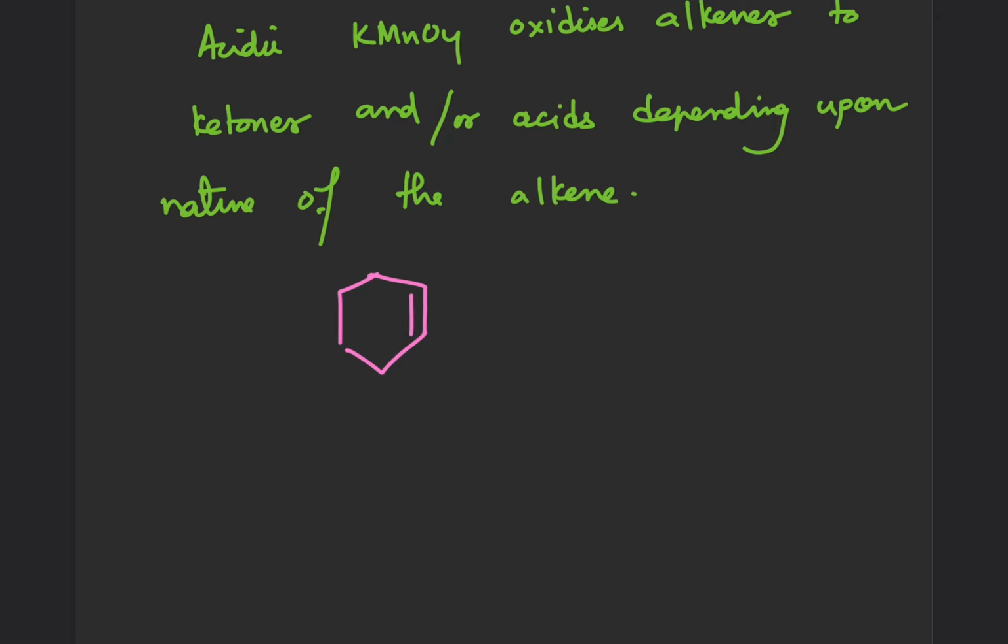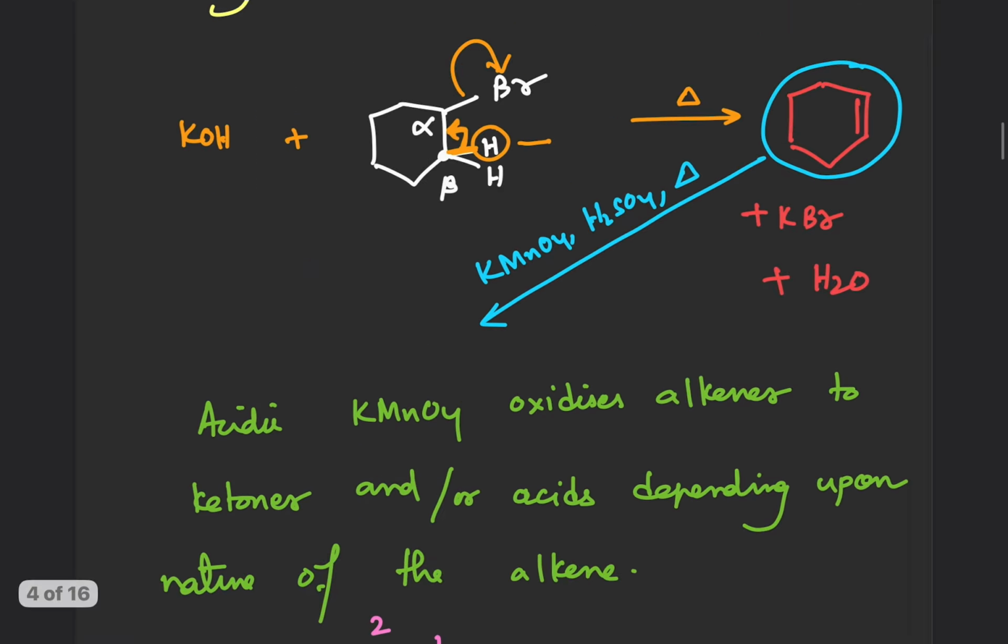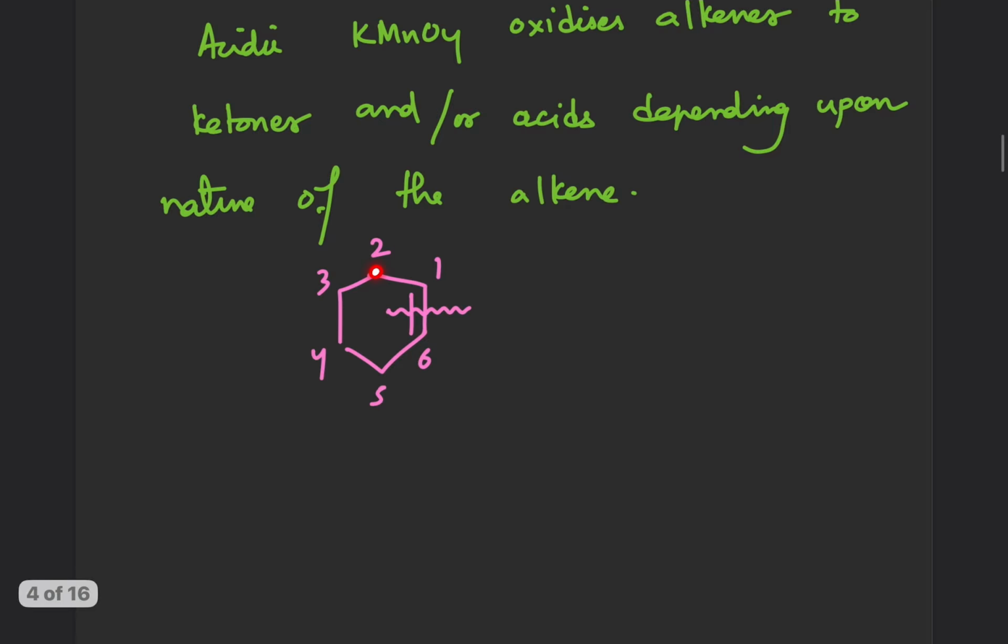In our case, here the bond is going to rupture, and let's give the carbons numbers 1 2 3 4 5 6. Upon rupture, carbon number 1 is going to get oxidized to acid, carbon number 6 is going to get oxidized to acid. So we'll ultimately be getting carboxylic acids because we are using very harsh conditions and also acidic KMnO4, right? And the other carbons, 2 3 4 5, will remain as they are.